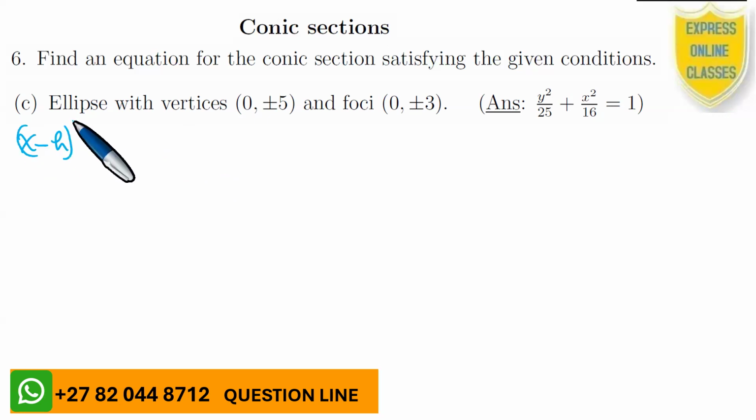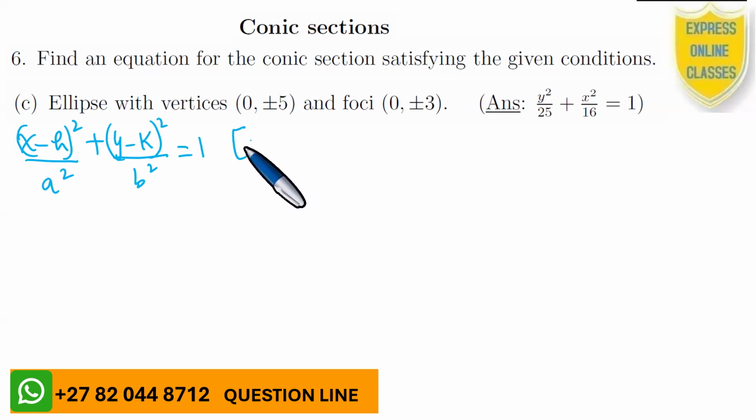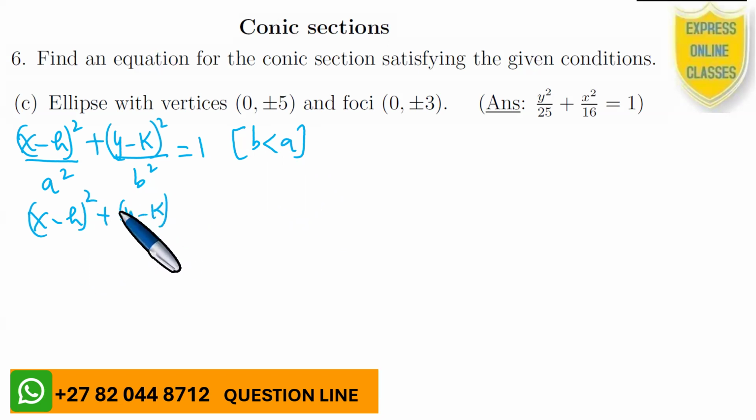x minus h, you square it. Y minus k, you square it. Then you divide. Then you decide what to do. Like, you can decide to put a squared here and b squared, equals 1. And then you put always b is smaller than a. A is the biggest one. Or you can do x minus h, you square this, and then you do y minus k, you square this, and then you're going to do b squared, a squared, equals 1. And then b less than a. Okay, these are the two equations.